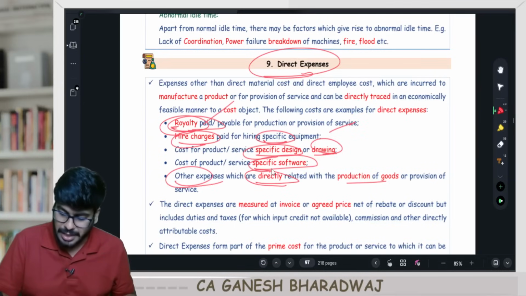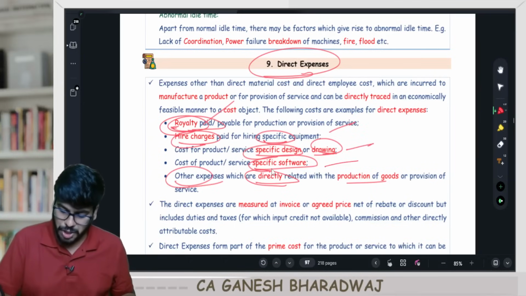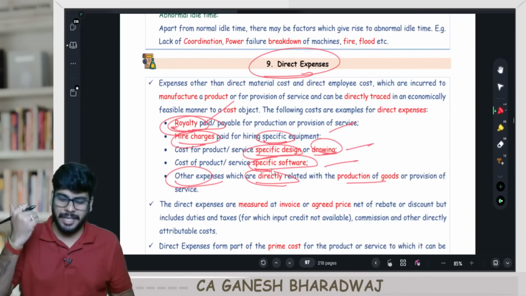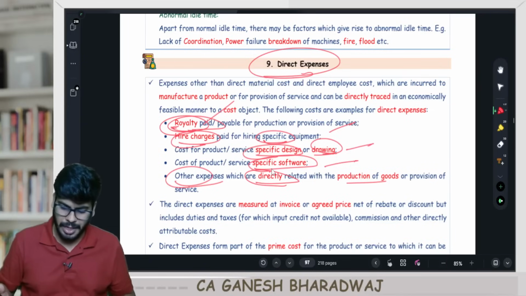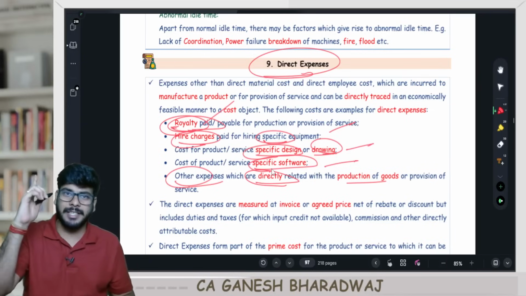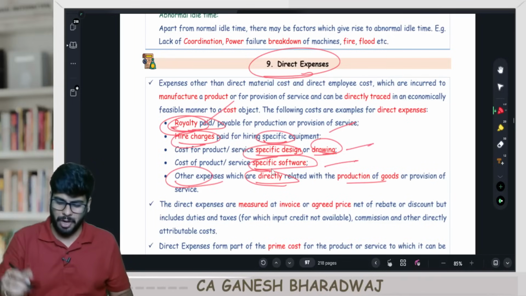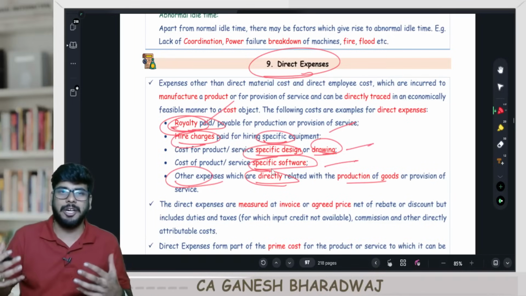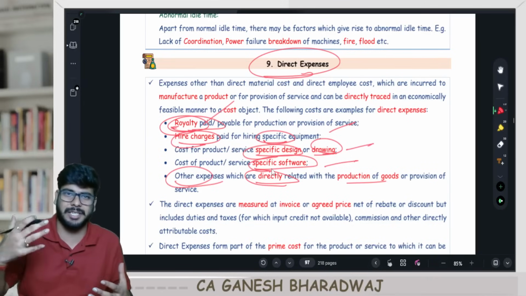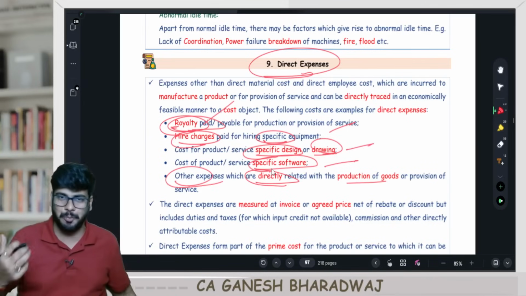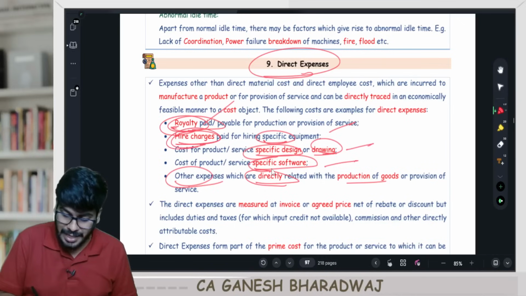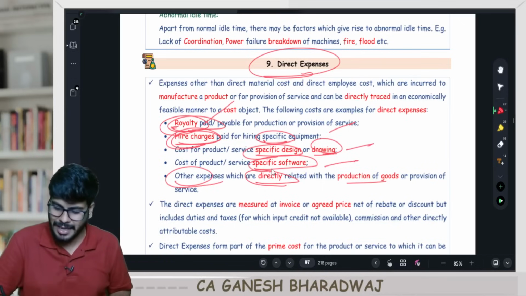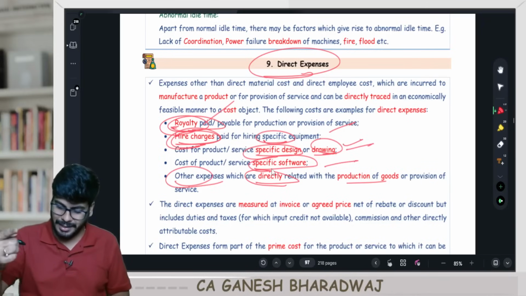Hire charges, specific design or drawing, or specific customer. Let us say L&T Limited undertakes the Chennai Metro Rail project. For them to undertake this project exclusively, they hired one big JCB, a crane type of machine, some equipment, which they actually hired. For that, they are incurring higher charges. It's not general equipment. Specifically for that job, it is a direct expense of that particular job. Guys, correct? Right?